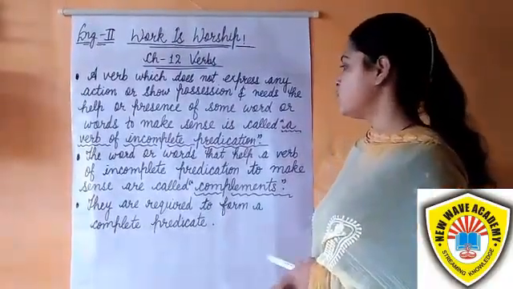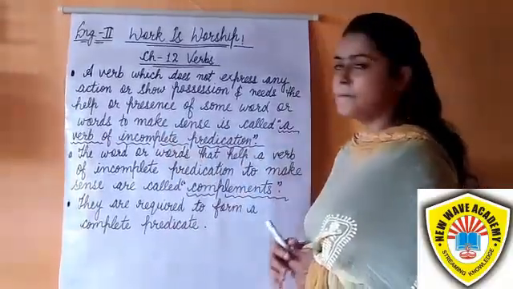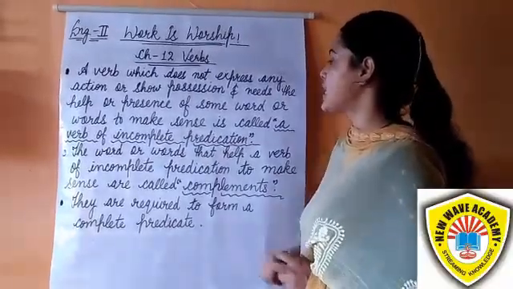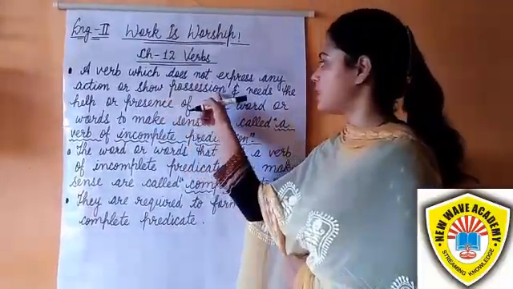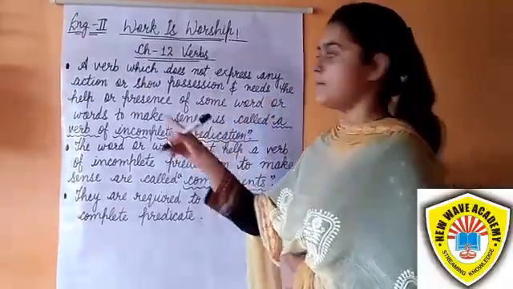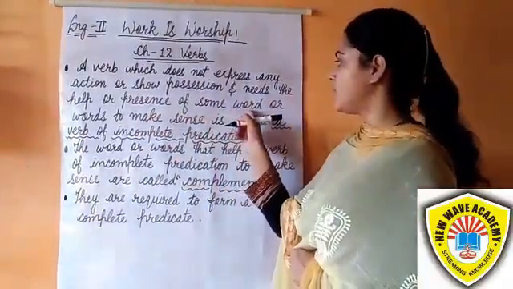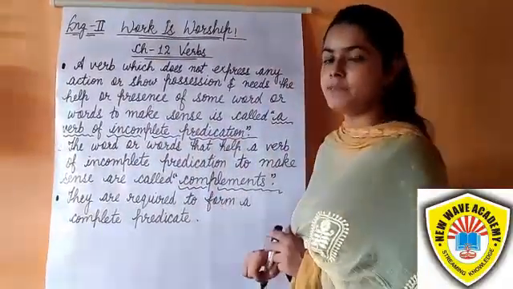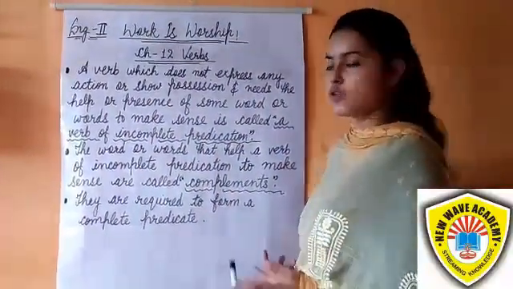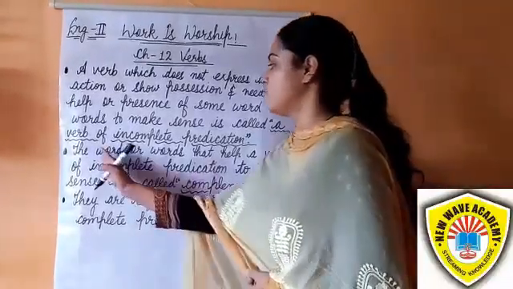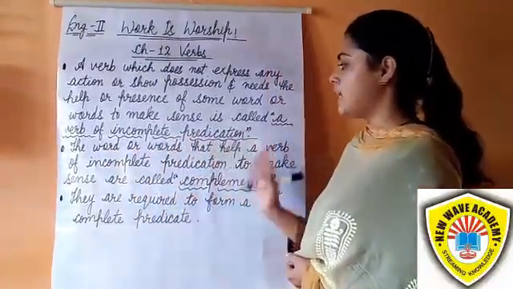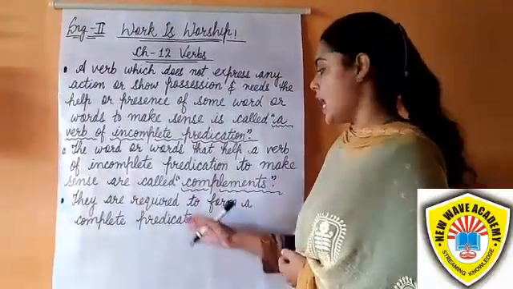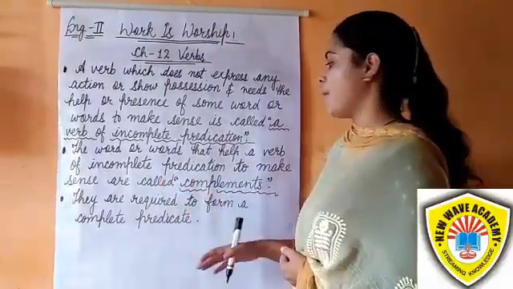Students, firstly know what a verb of incomplete predication is. A verb which does not express any action or show possession and needs the help or presence of some word or words to make sense is called a verb of incomplete predication. Let's know what complements are. The word or words that help a verb of incomplete predication to make sense are called complements.